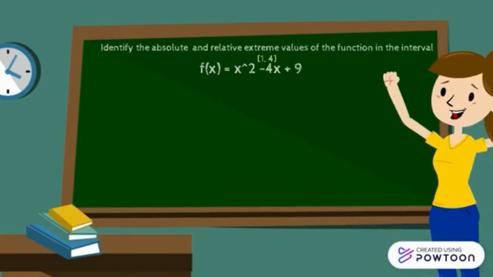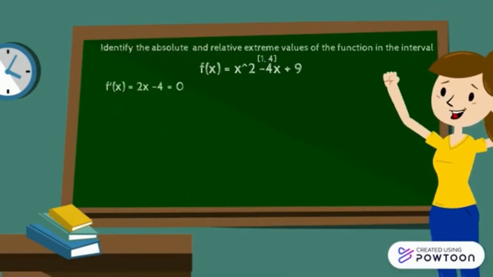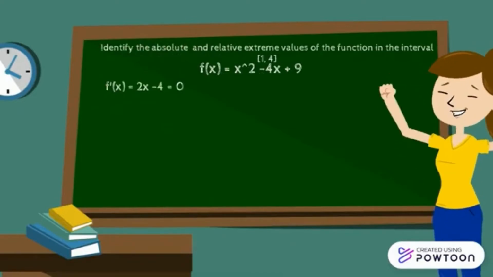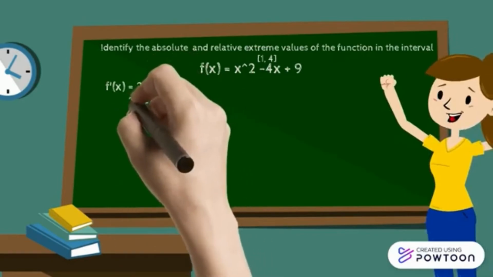Firstly, identify the critical points. That's when the first derivative is equal to 0. When we take the first derivative of f(x), we get 2x minus 4. When the first derivative is equal to 0, x equals 2.